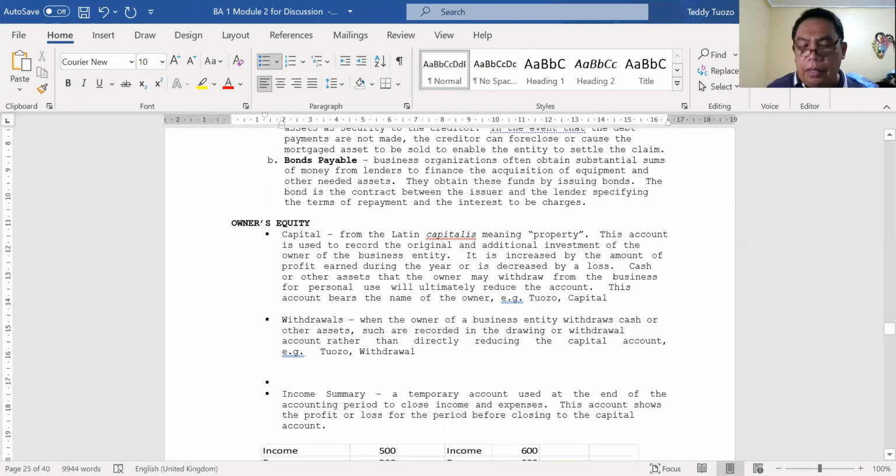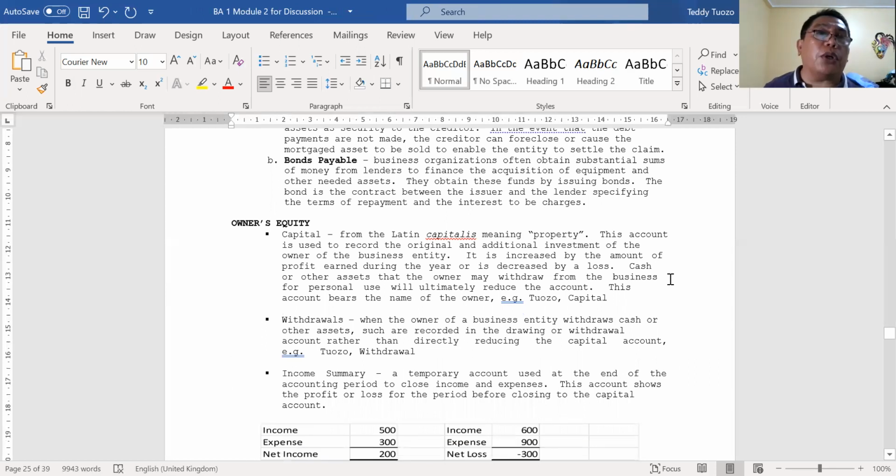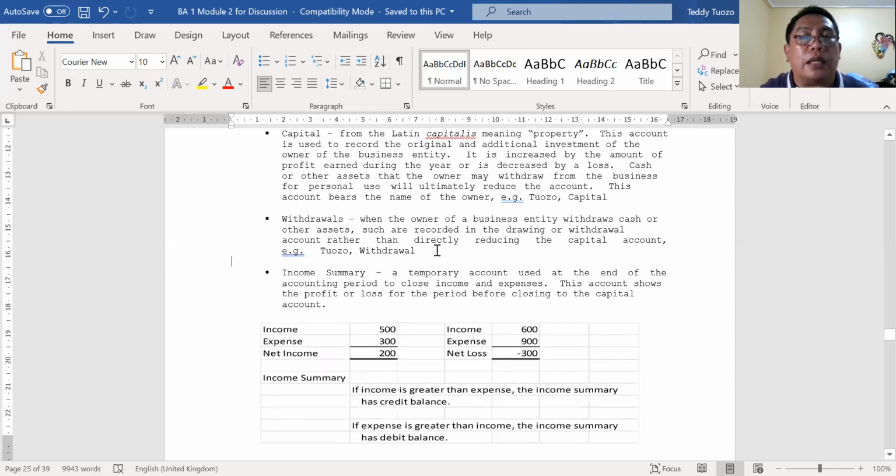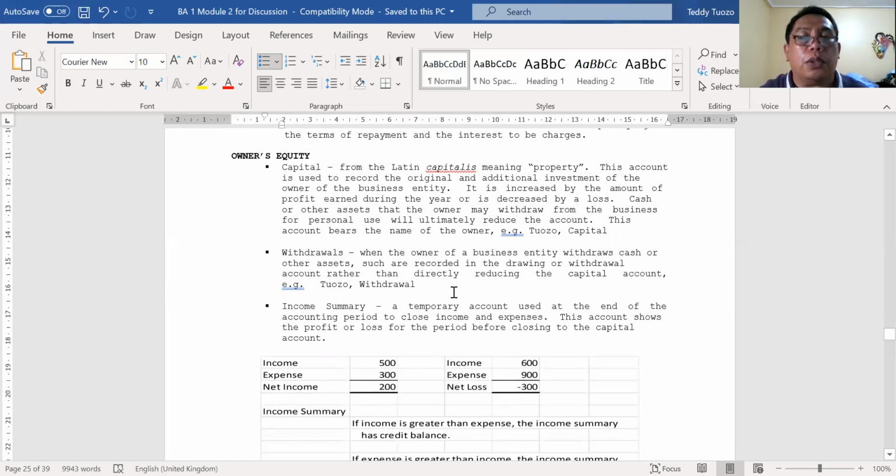And withdrawals are withdrawals of funds by the owner of the business. The withdrawal is not to be used for the business, that's why it is called withdrawal. So when the owner of a business entity withdraws cash or other assets for personal use, they are called withdrawals, and that will reduce the capital account of the owner.